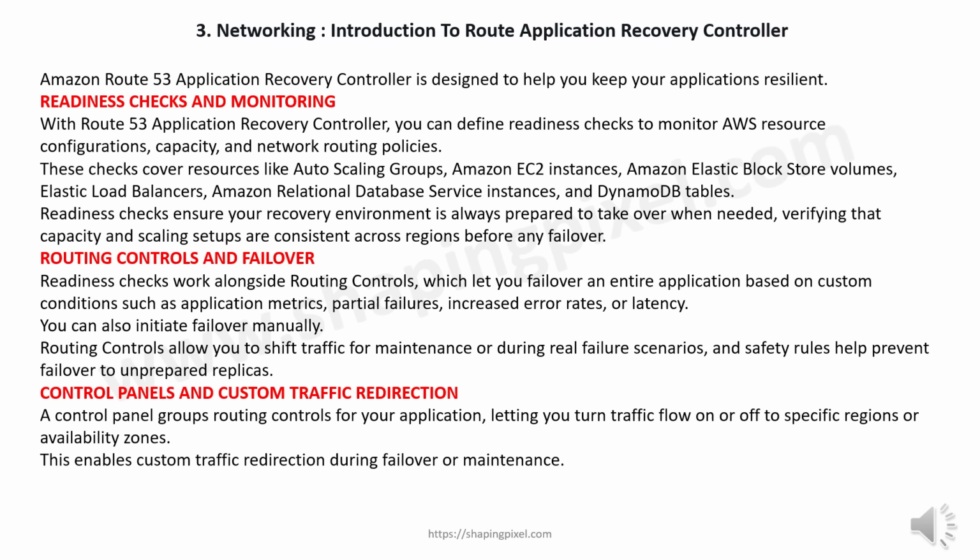A control panel groups routing controls for your application, letting you turn traffic flow on or off to specific regions or availability zones. This enables custom traffic redirection during failover or maintenance. With fine-grained failover and verification, Amazon Route 53 Application Recovery Controller supports applications that demand very high availability.